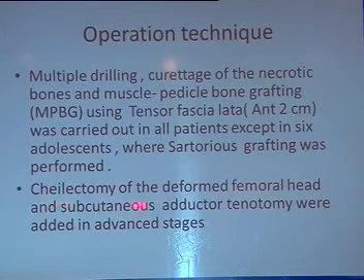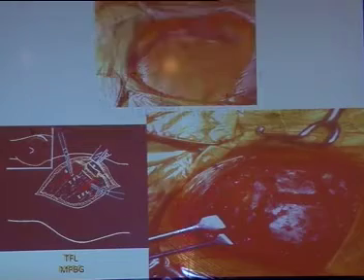Initially the chilectomy and femoral head neck osteoplasty is done in all cases, followed by core decompression, multiple drilling, curettage of the necrotic bone, and muscle pedicle bone grafting using the tensor fascia lata anterior 2 cm, or the sartorius in adolescents, was performed.